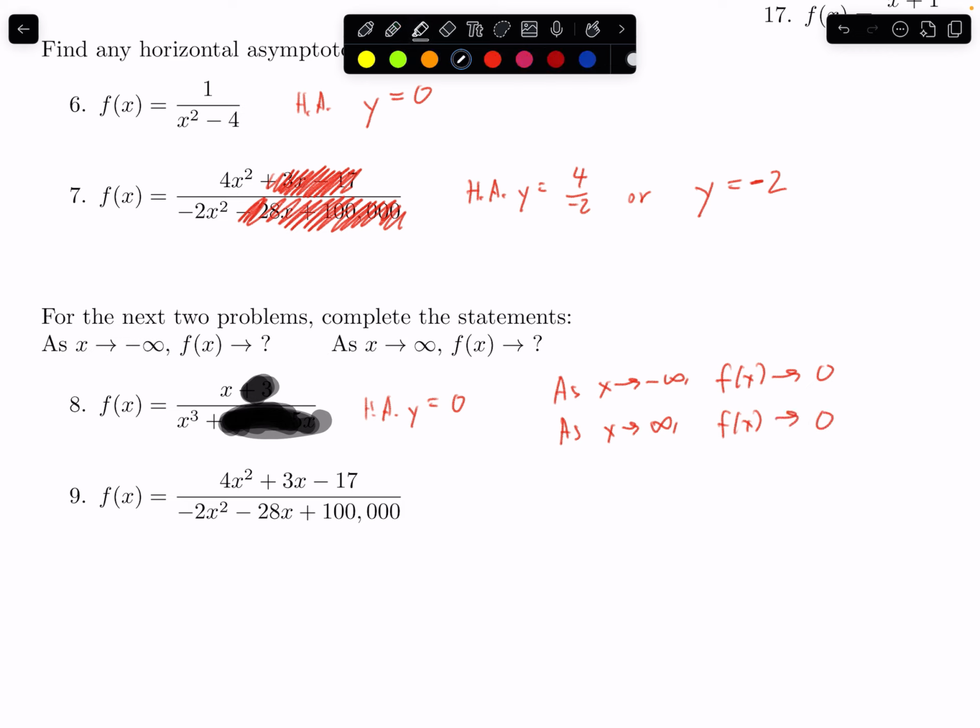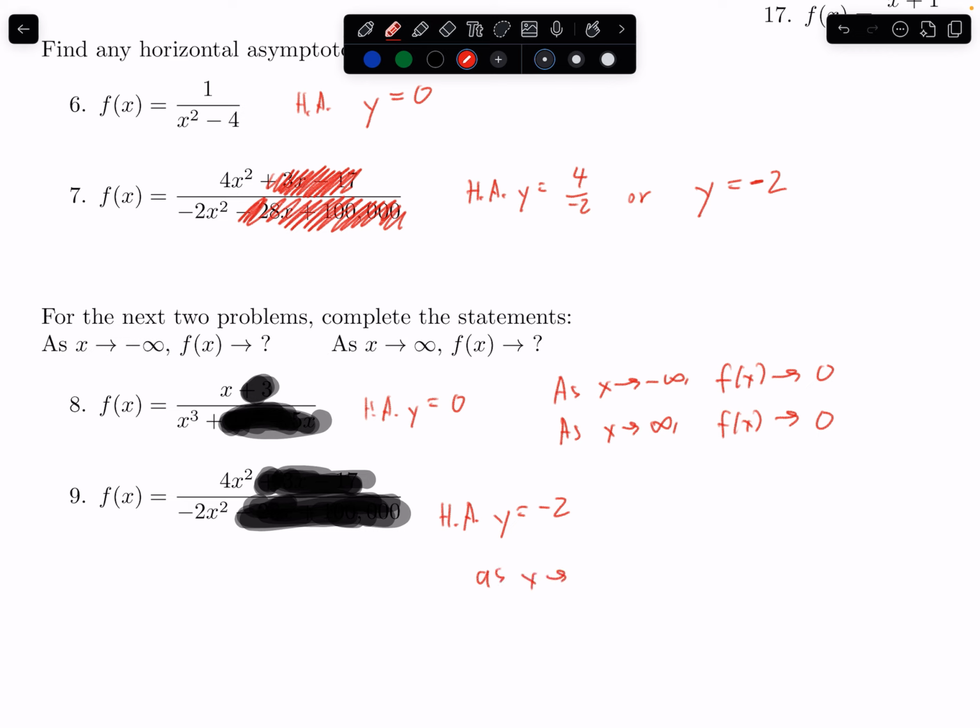Okay, what about this one? Again, it doesn't matter except for the leading coefficients. I'm actually reusing the same rational function as before. Again, the horizontal asymptote is y equals -2 in this case. As x goes to -infinity, f of x just approaches that asymptote, -2. As x goes to positive infinity, f of x goes to -2 again.